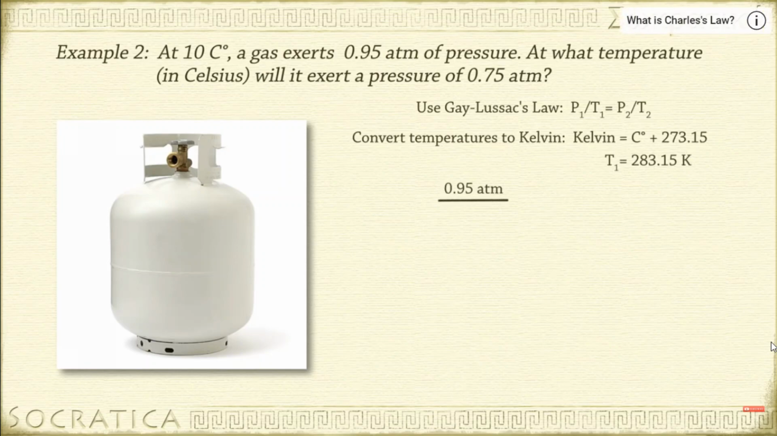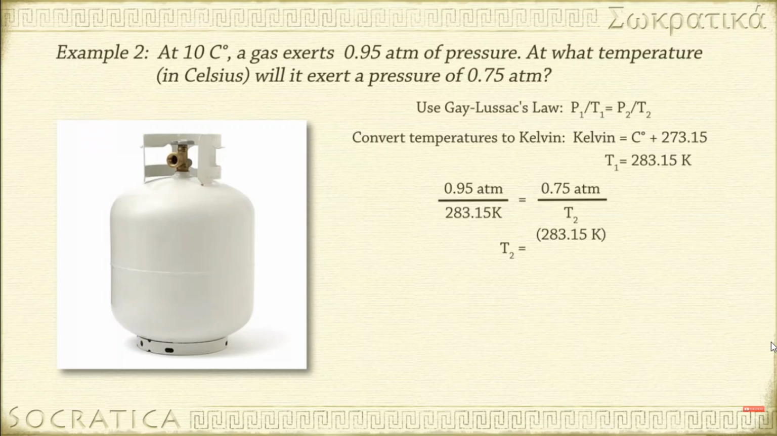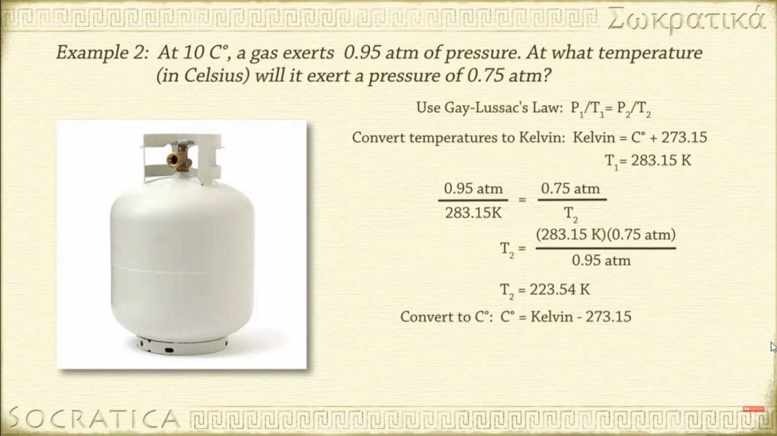0.95 atmospheres divided by 283.15 Kelvin equals 0.75 atmospheres divided by T2. Solve for T2. T2 equals 283.15 Kelvin times 0.75 atmospheres divided by 0.95 atmospheres equals 223.54 Kelvin. We're not done yet. Remember, we have to convert our temperature back to Celsius. 223.54 Kelvin minus 273.15 equals negative 49.6 degrees Celsius.